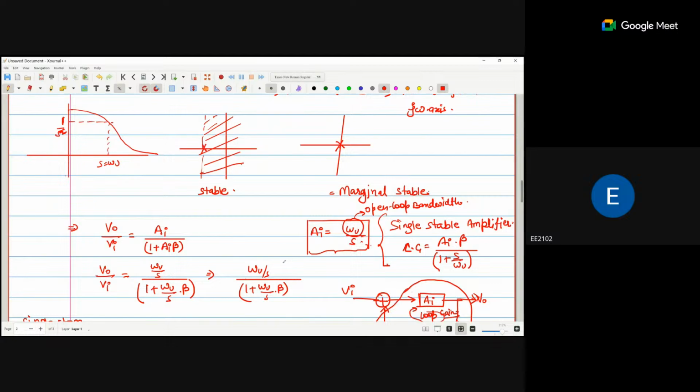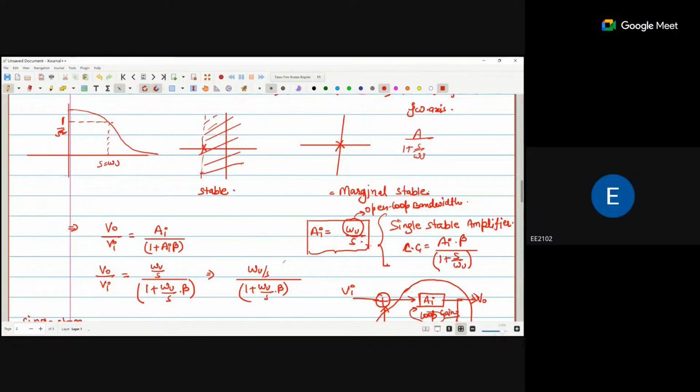If you calculate the transfer function, and after that calculate the magnitude, you will get the magnitude as A upon 1 plus s by omega u.